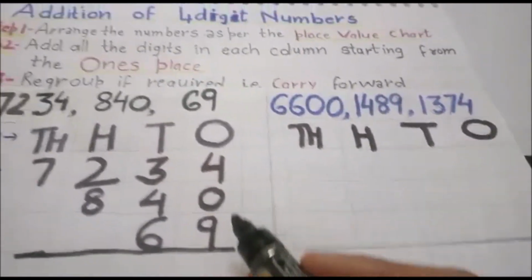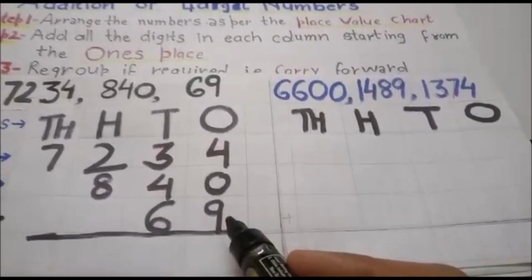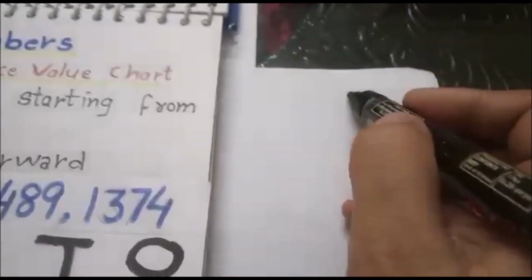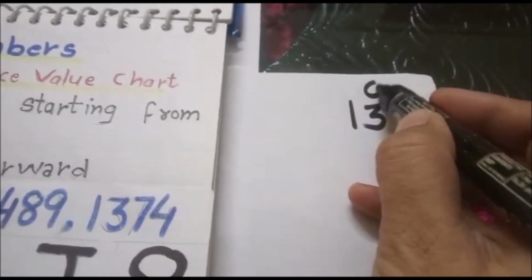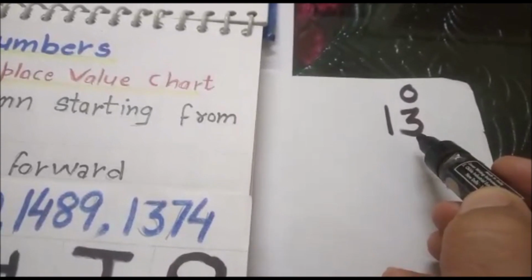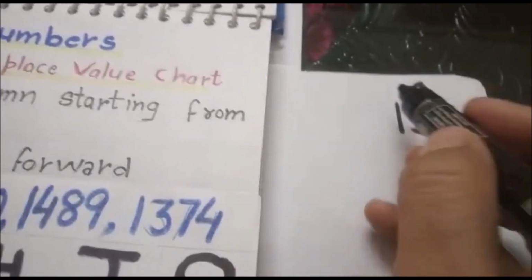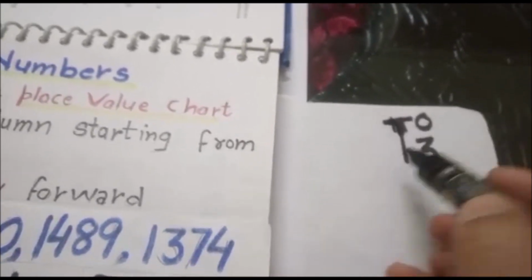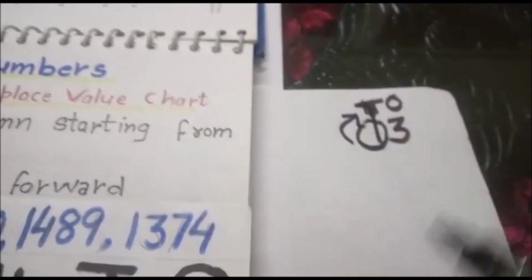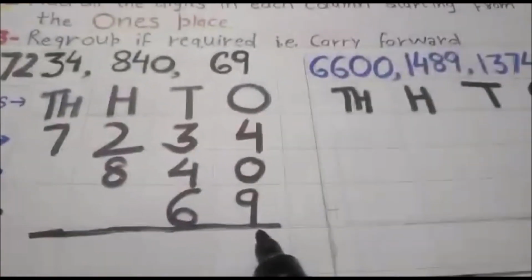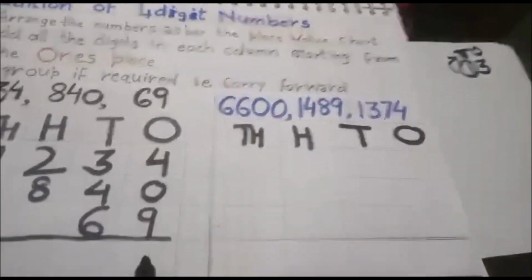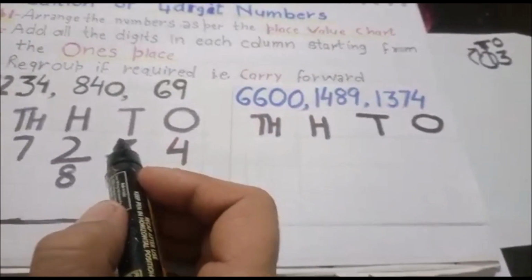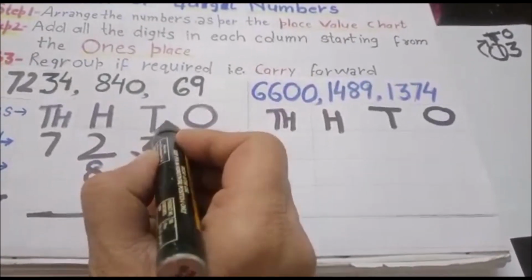It is 4 plus 9. 4 plus 9 is 13. We will write it like this. Under ones place we have to write only one digit. 13 is a 2-digit number. That means after ones place we write tens place. That means this 1 will be carried forward to tens place. So here we will write only 3 and this 1 will be carried forward to tens place here.